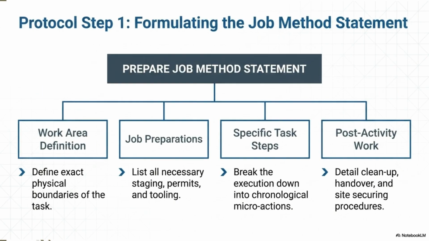Step 1 of the protocol requires formulating a clear job method statement. This requires establishing four critical components. First, define the exact physical boundaries of the work area. Second, detail all job preparations, including staging areas, required permits, and specialized tools. Third, break the execution down into chronological micro-actions so every move is planned. Fourth, outline post-activity tasks like site cleanup, handover, and securing the area. Clear method statements eliminate guesswork and lay the foundation for accurate hazard identification.